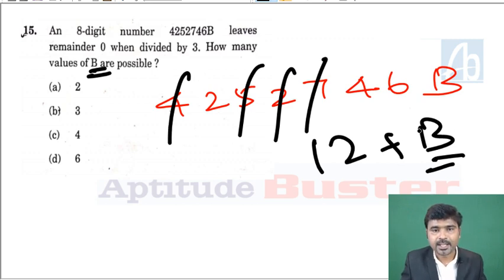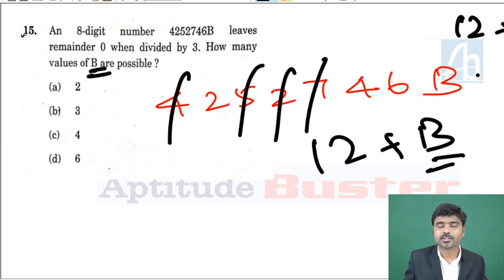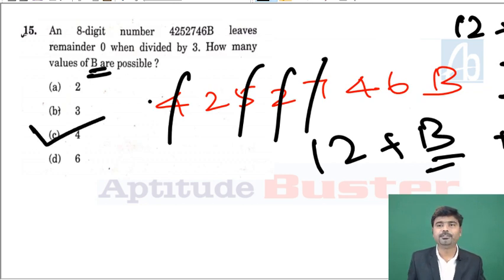If I put b equal to 0, that means 12 plus 0, it is divisible. 12 plus 3, divisible. 12 plus 6, divisible. 12 plus 9, it is divisible, right? How many possibilities are there? 1, 2, 3, 4. How many values of b are possible? The answer for the 15th question is option C, 4 possibilities. That's how easily you can find out the answer.